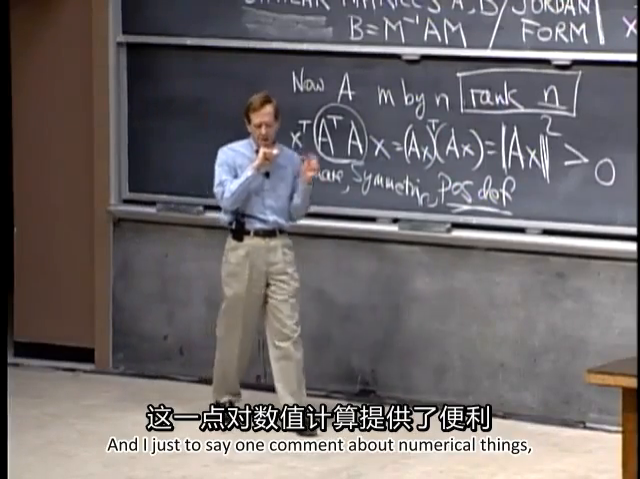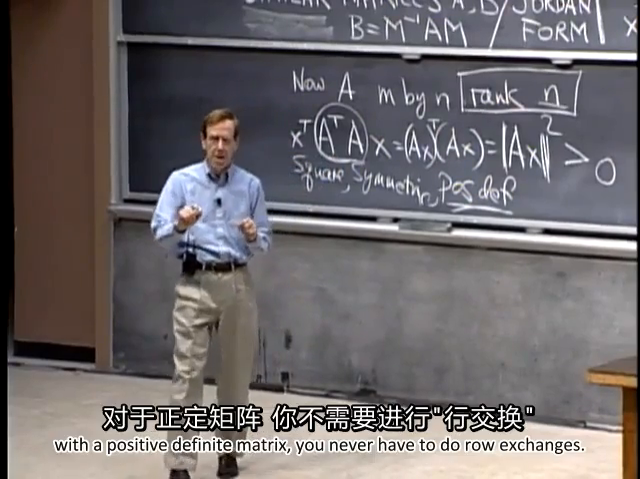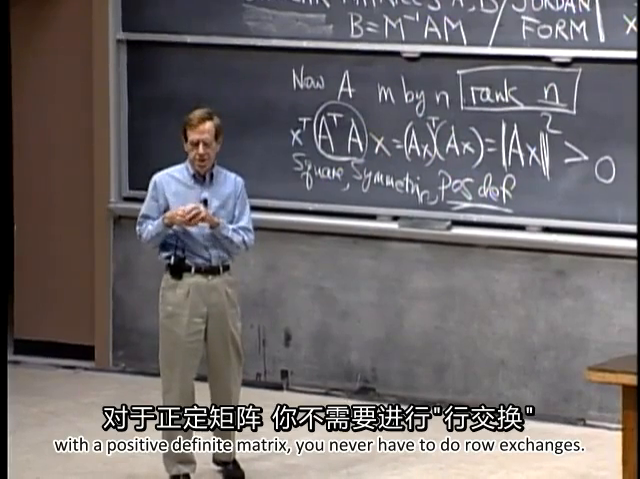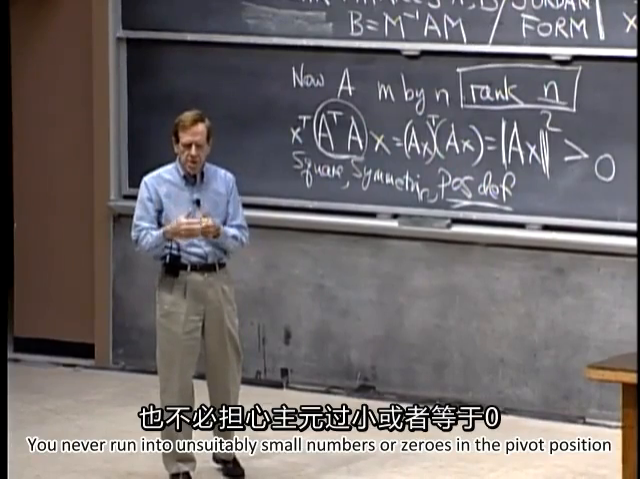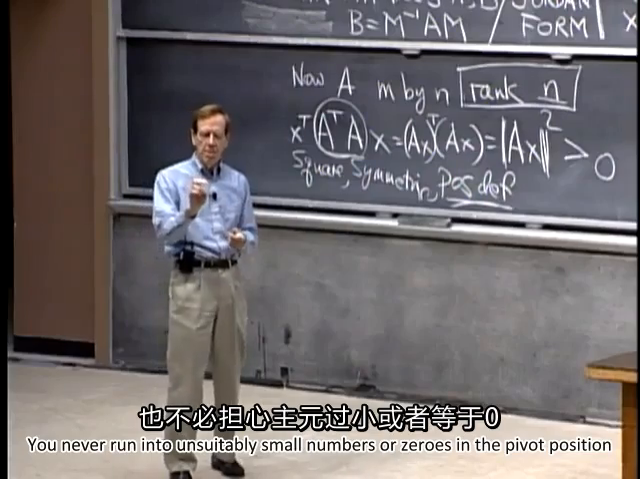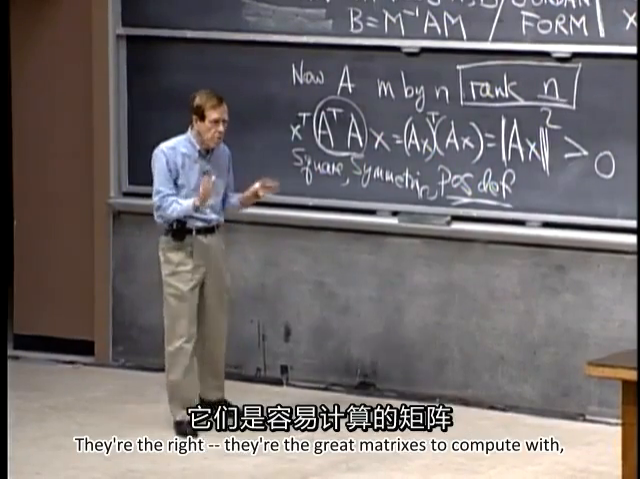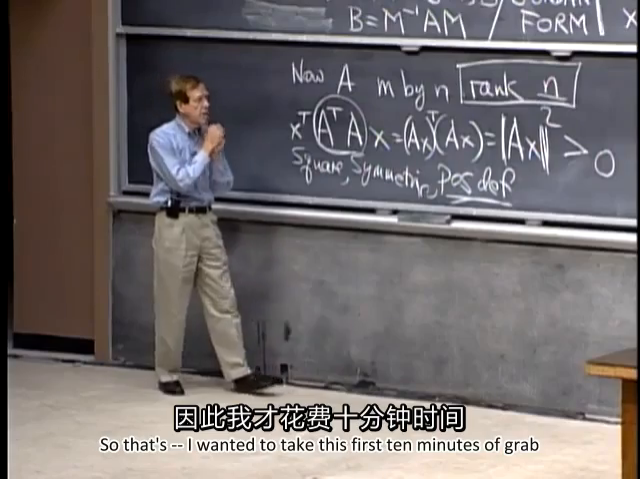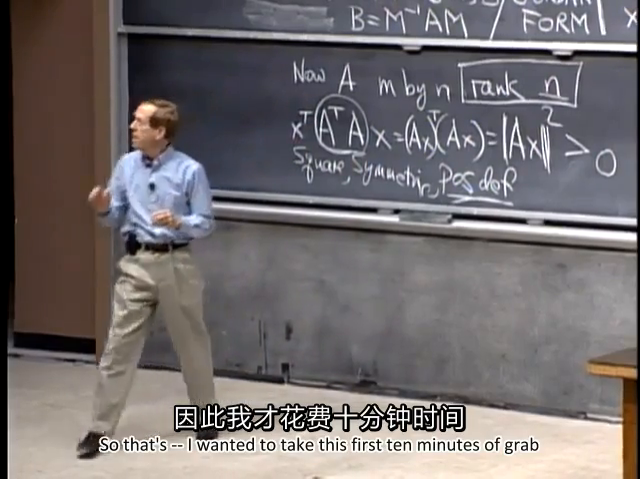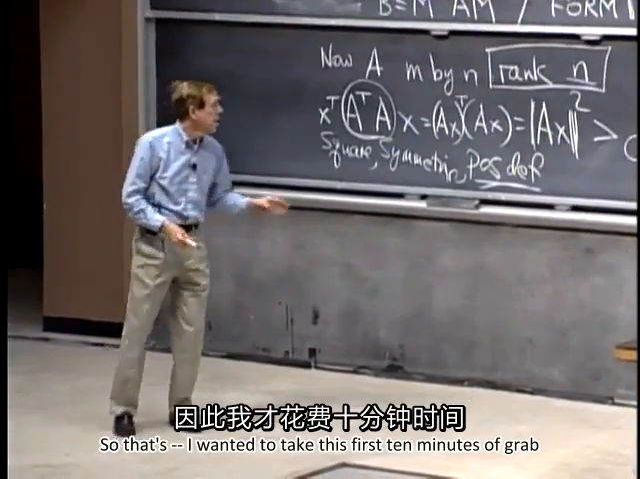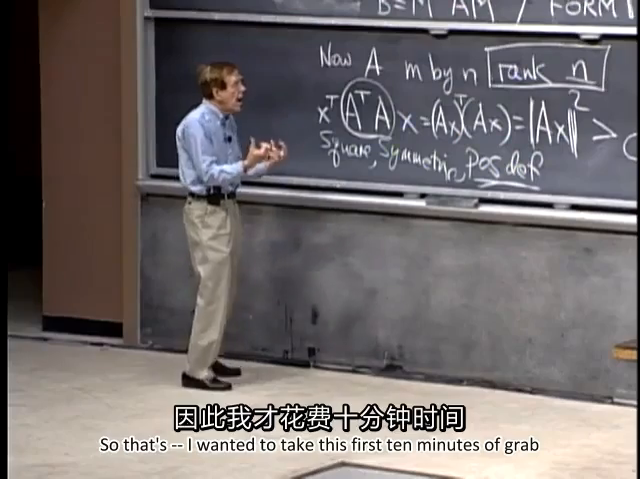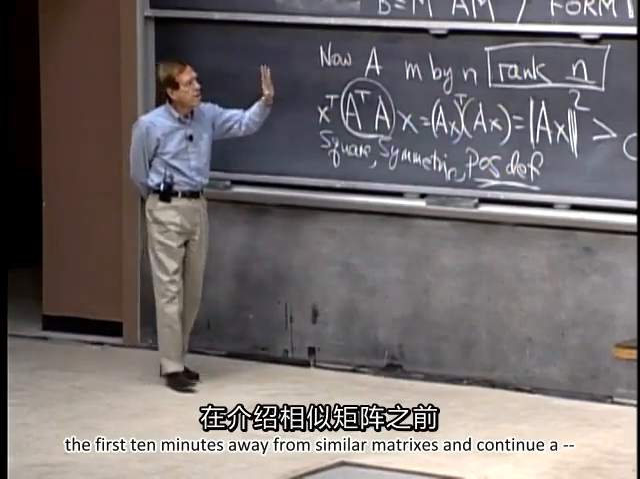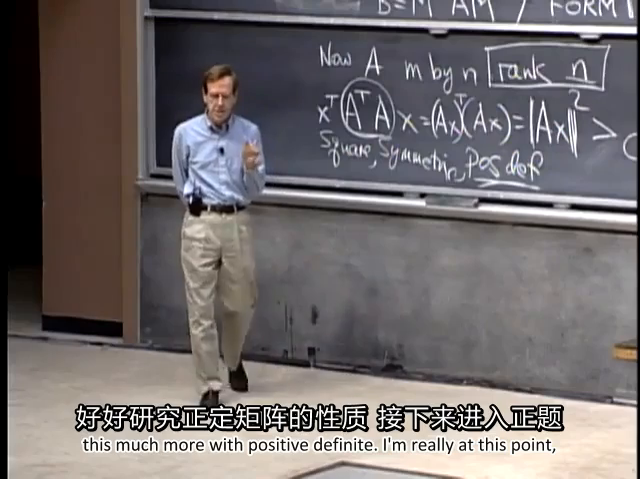And I just want to say one comment about numerical things. With a positive definite matrix, you never have to do row exchanges. You never run into unsuitably small numbers or zeros in the pivot position. They're the great matrices to compute with, and they're the great matrices to study. So I wanted to grab the first 10 minutes away from similar matrices and continue this much more with positive definite.